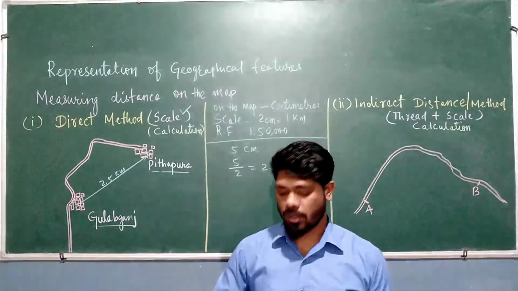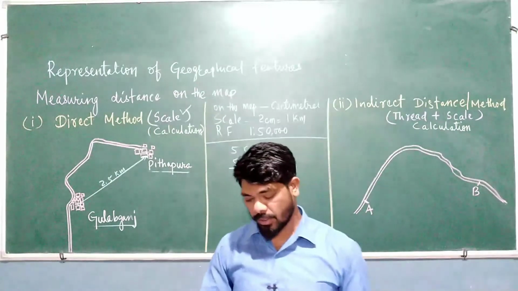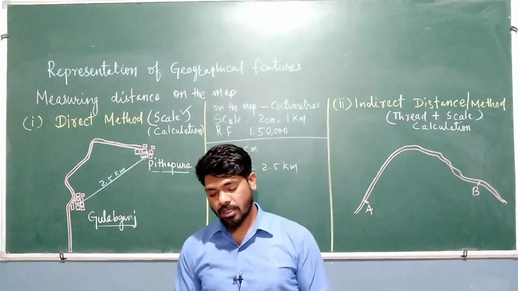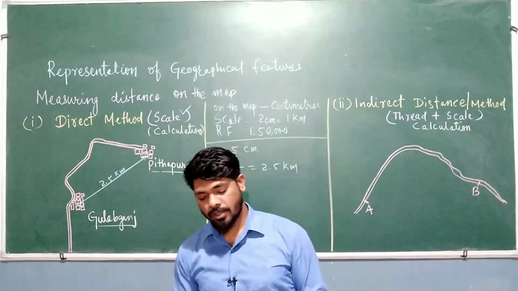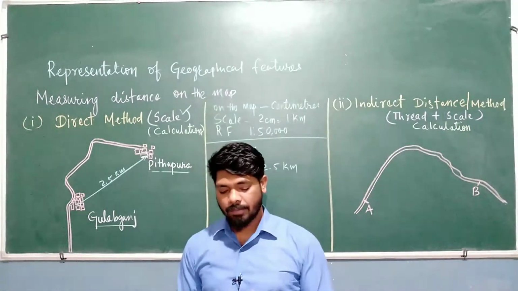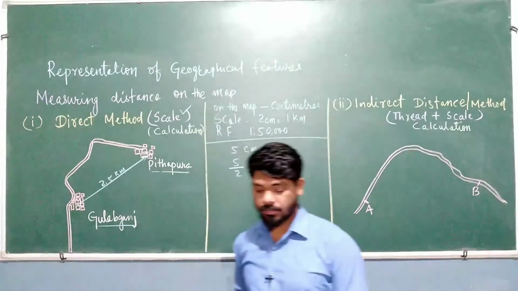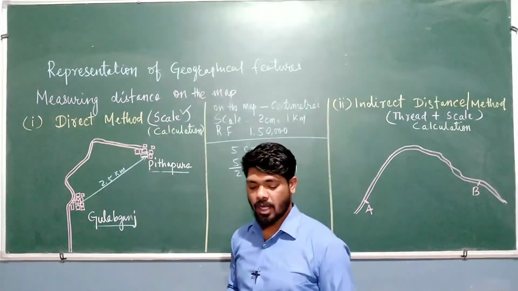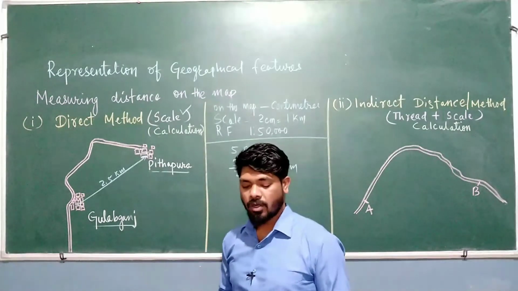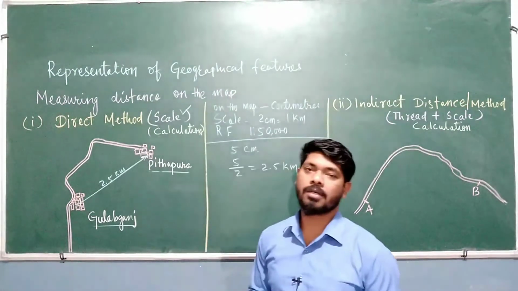Most convenient one is with the help of thread. Let me read out what all the things are important. Take a strip of paper and put its edge on the starting point and mark it on the paper. Follow the curve with the string and again mark the end point. Now place the paper string on the linear scale and calculate the distance.